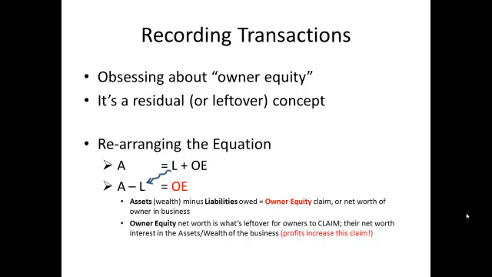First, though, just to indicate that it's a residual or leftover concept, meaning if we rearrange the equation, assets equals liabilities plus owner's equity, subtract liability from both sides, we isolate owner equity on the right-hand side. Again, it's the net worth or what's left over for owners to claim after liabilities are subtracted from assets. It's important to remember that the owner equity category includes profits in that section.